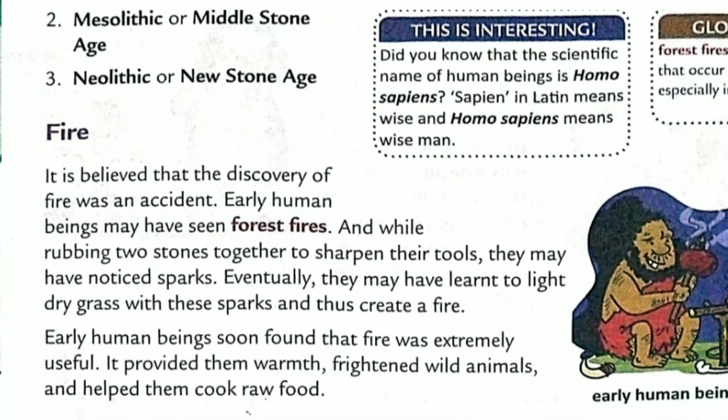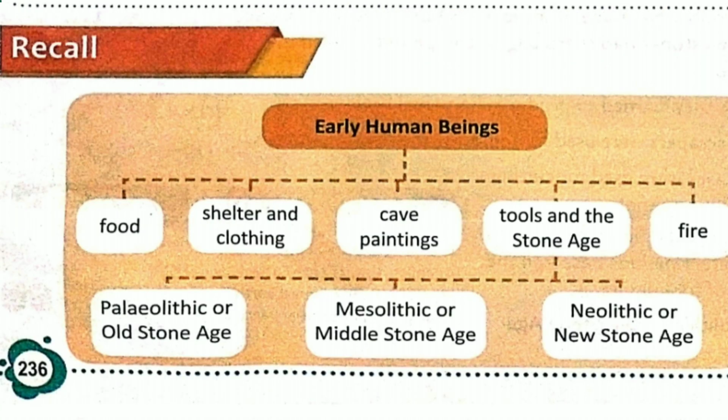Then early human beings recall. It is a very important portion of this lesson. First, different types of food, shelter and clothing, cave paintings, tools and the Stone Age, fire. Paleolithic or Old Stone Age, then second, Mesolithic or Middle Stone Age, third, Neolithic or New Stone Age.